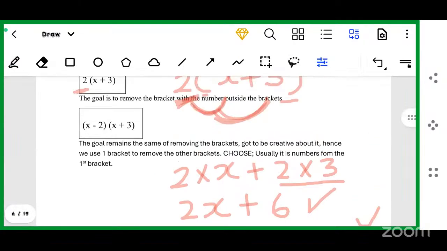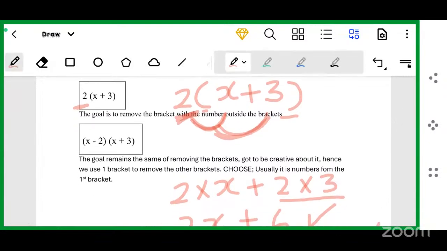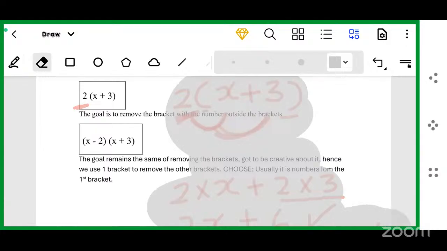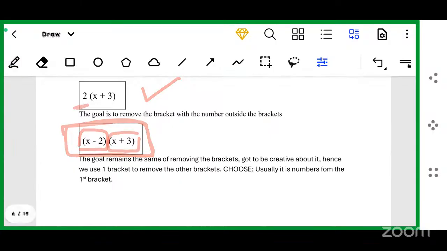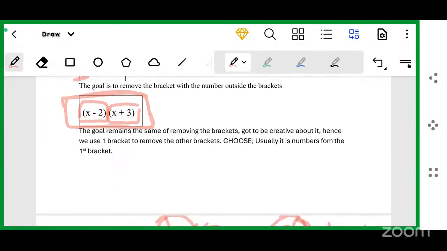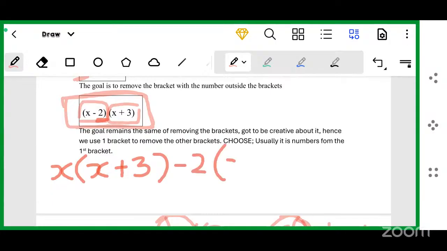So I just wanted to show you that the main goal here is to remove the bracket. For that one, let's mark it done. These ones are a bit confusing, but they're not. What we do, we take each one from this one and multiply them with the second bracket. So we're going to have x multiplied by the second bracket, which is x plus 3, close bracket, and then don't forget the -2. We take the -2, we multiply the second bracket.